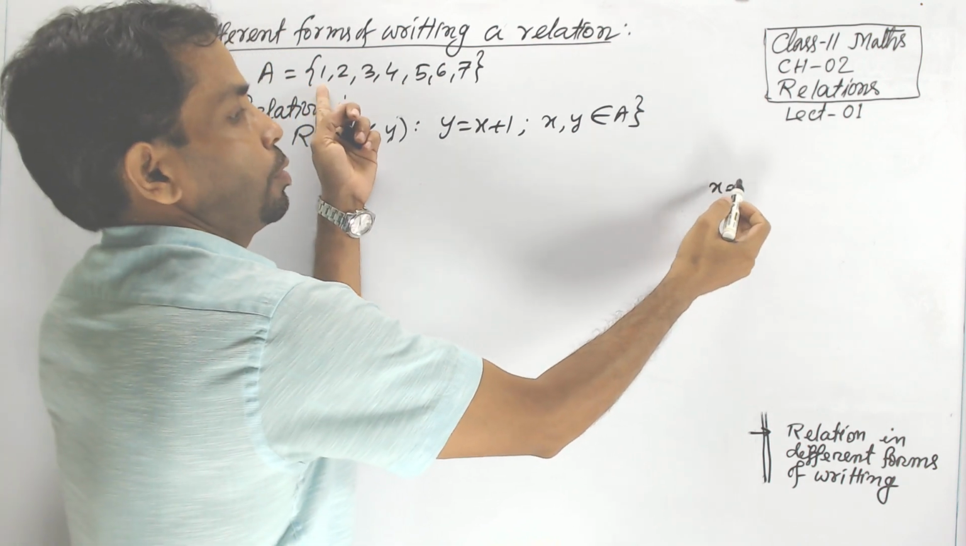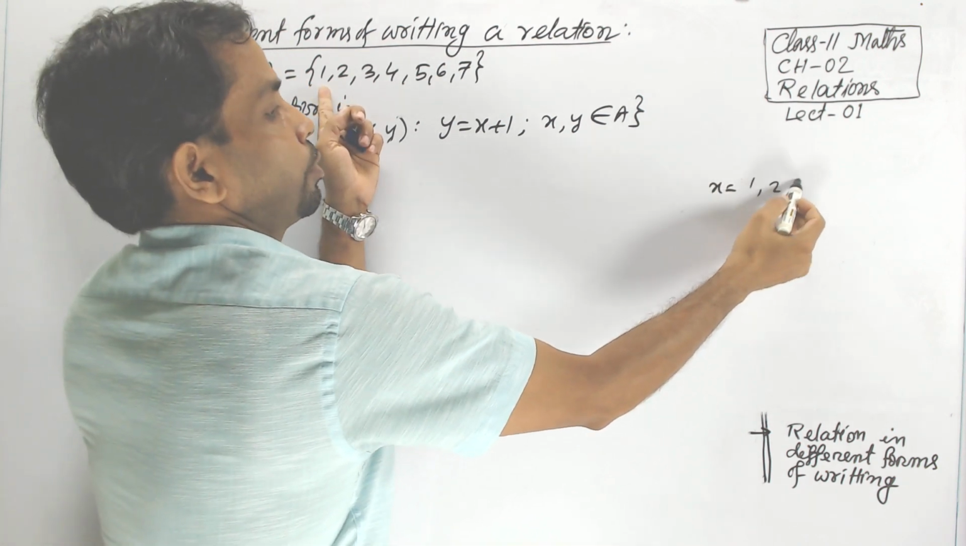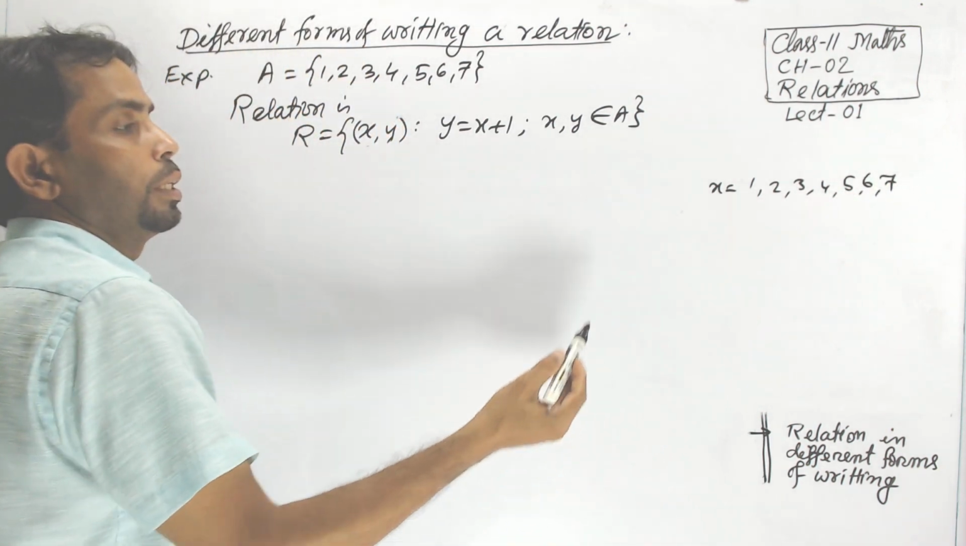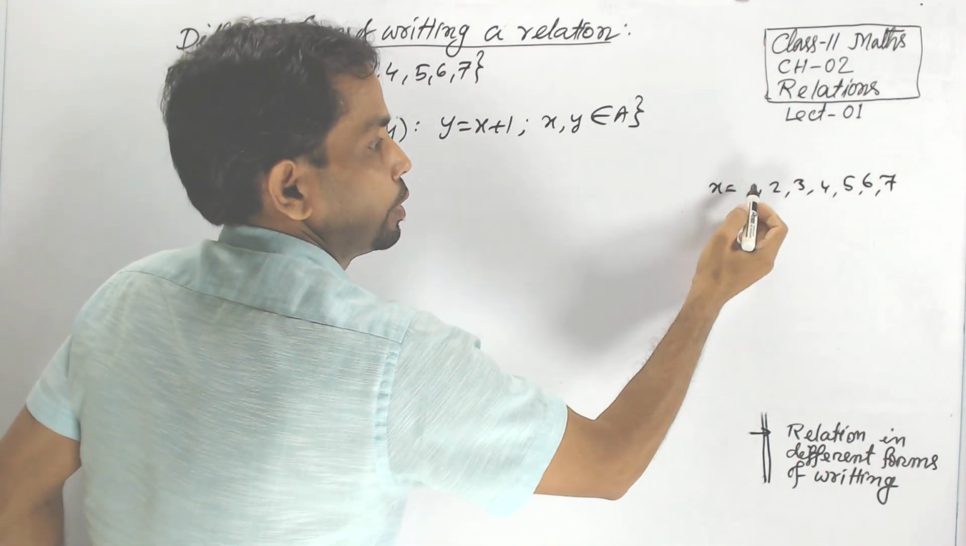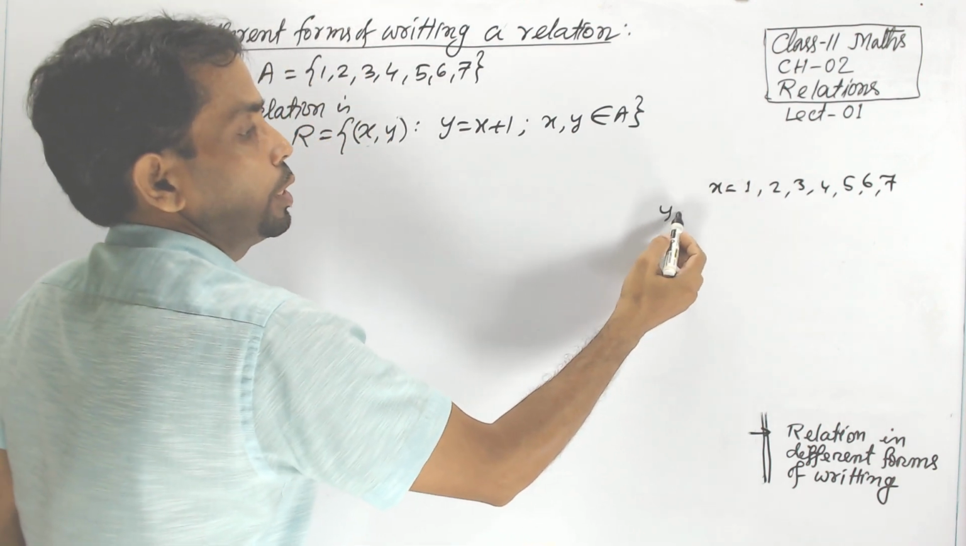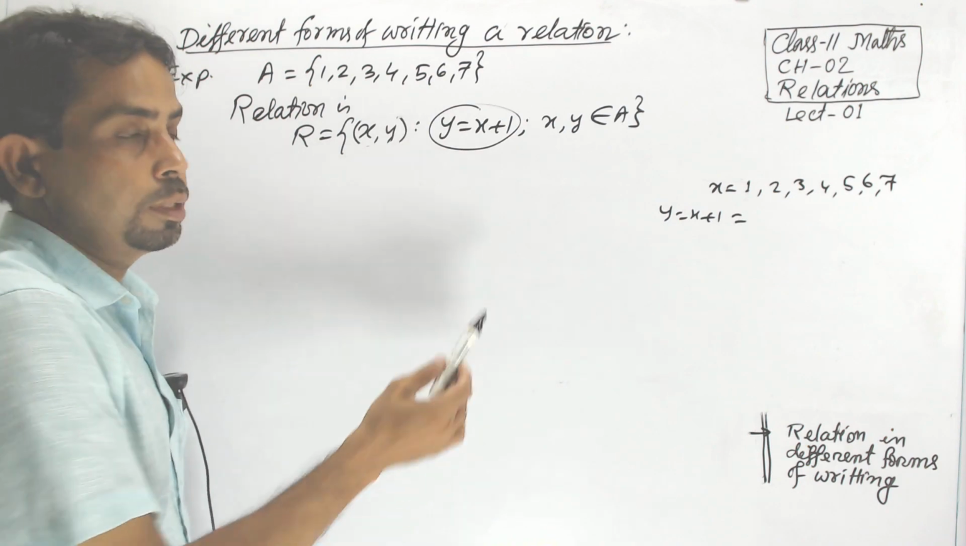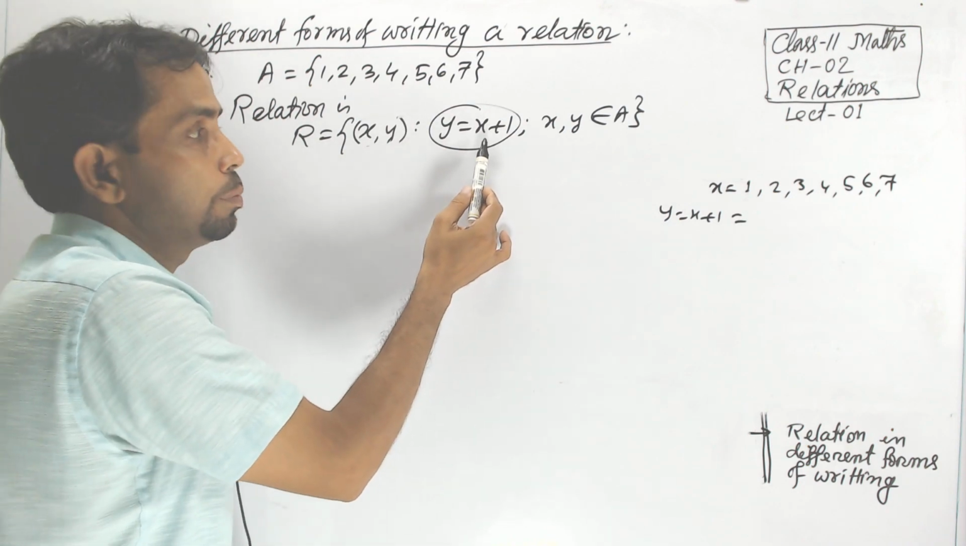X can be any element from set A. That means 1, 2, 3, 4, 5, 6, 7. It can be any. X can take any value from this set A. Then y is equal to x plus 1. This is the condition given, y equal to x plus 1, which makes the relation between x and y.